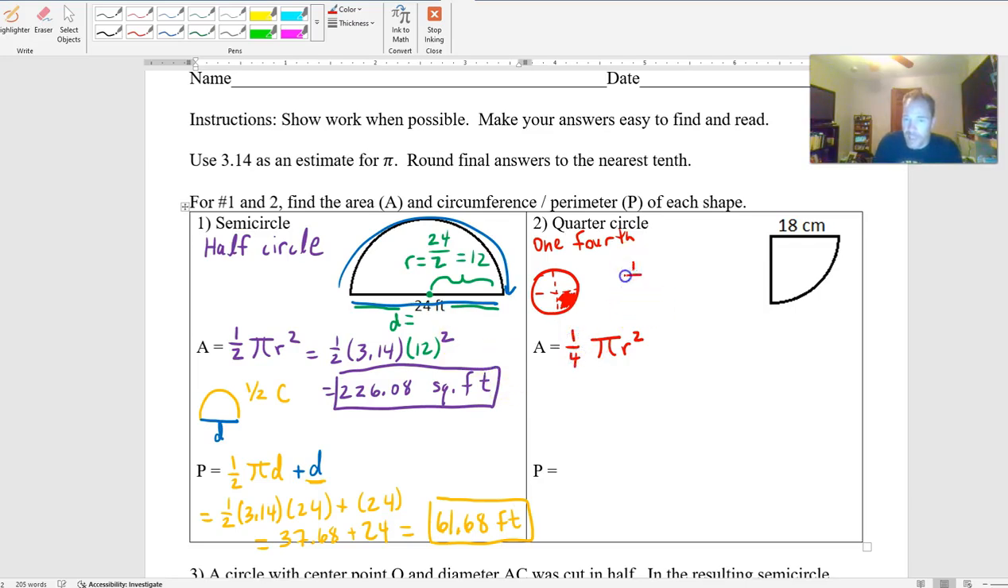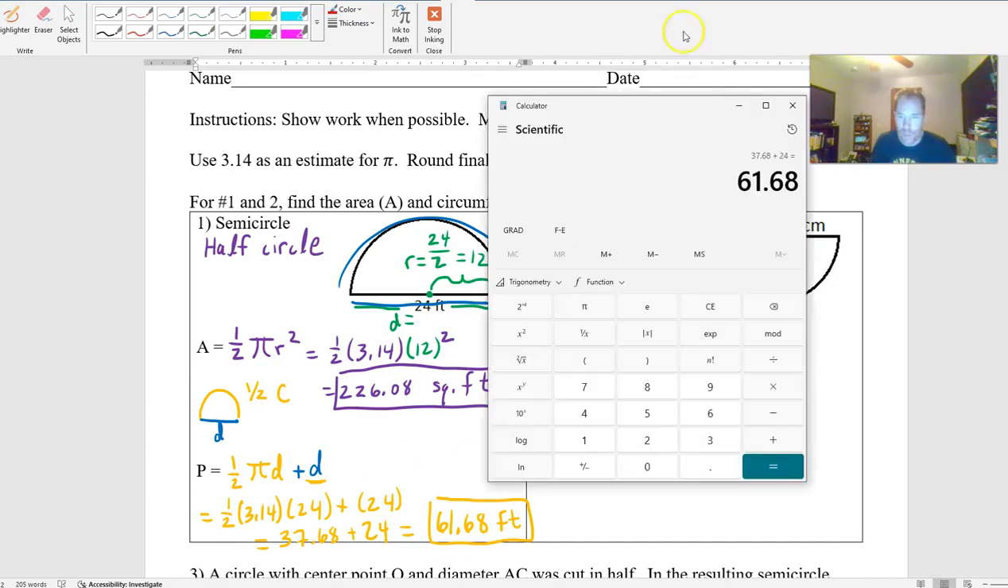But in this case, we're going to multiply it by 1/4. Now that is exactly the same as 0.25, for those of you that want to do that on the calculator, or instead of multiplying by 1/4, you can divide by 4. Those are all the same here. But in this case, the 18 centimeters, that would be from the center of the circle to the edge. So that is your radius. So we have 1/4 times, we'll use 3.14 for pi, times the radius of 18 centimeters, and we are going to square that.